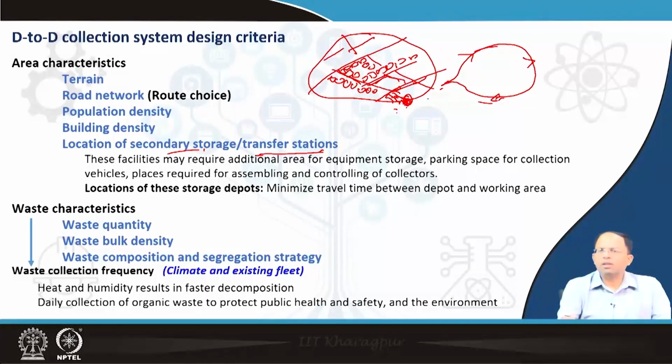But the vehicle has a capacity, so it will get filled after a certain amount of time. So maybe a larger vehicle is better. Or we can design the routes so that this is one route, and similarly another vehicle can go and collect garbage in this particular route. It will travel along this particular way and then again come back to this common point.